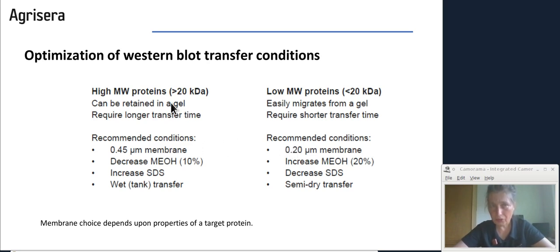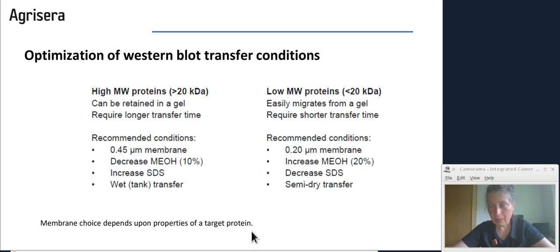It is very important to keep in mind that, depending upon the molecular weight of a protein, it is more beneficial to, for example, use membranes of another pore size for proteins above 20 kilodaltons. Also, concentrations of methanol and SDS are different depending upon the molecular weight of the protein. For high molecular weight proteins, wet tank transfer may work better, while semi-dry transfer will work better for proteins of lower molecular weight.